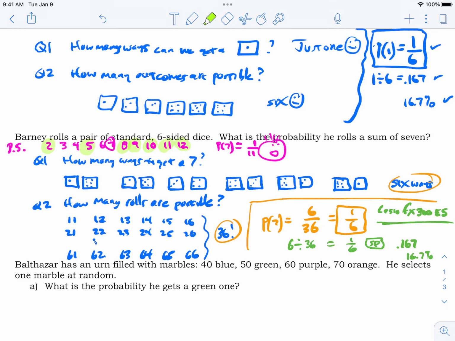Yeah, there's lots of ways to get a 4, to get a 6, to get a 7. So they're not equally likely. So this does not work. And I think I'm going to try to go back to a pen here. I'm going to cross that off.